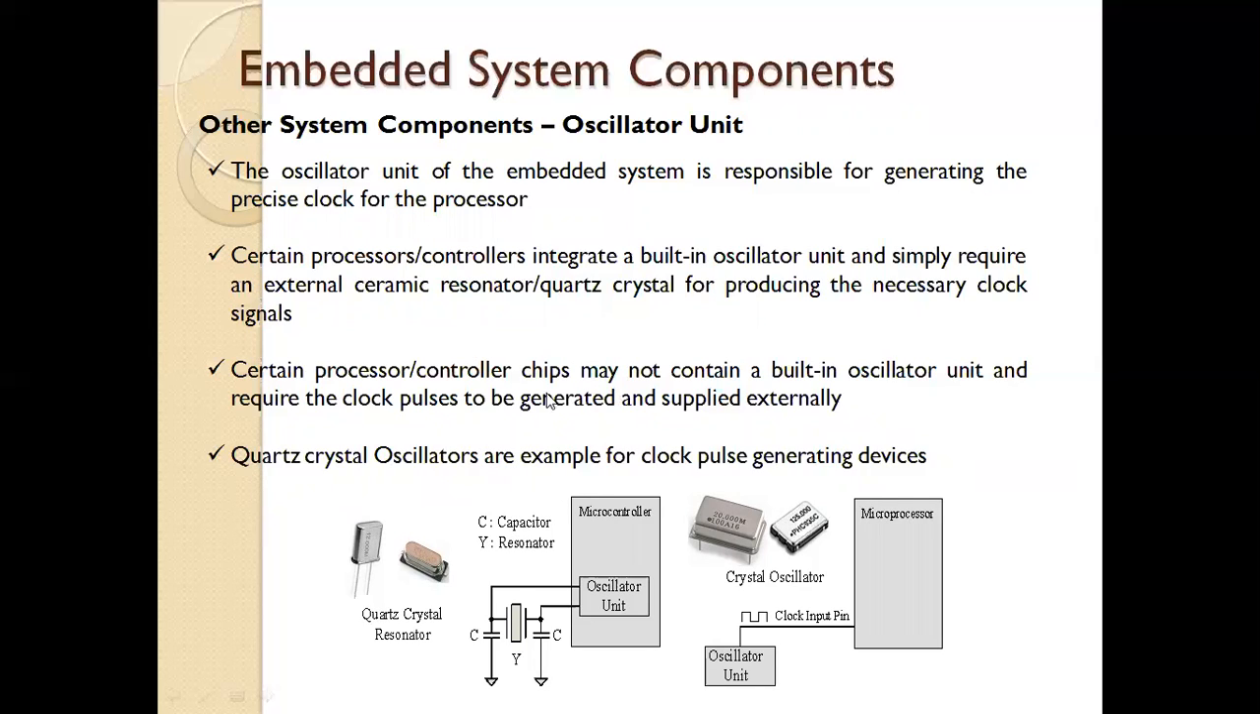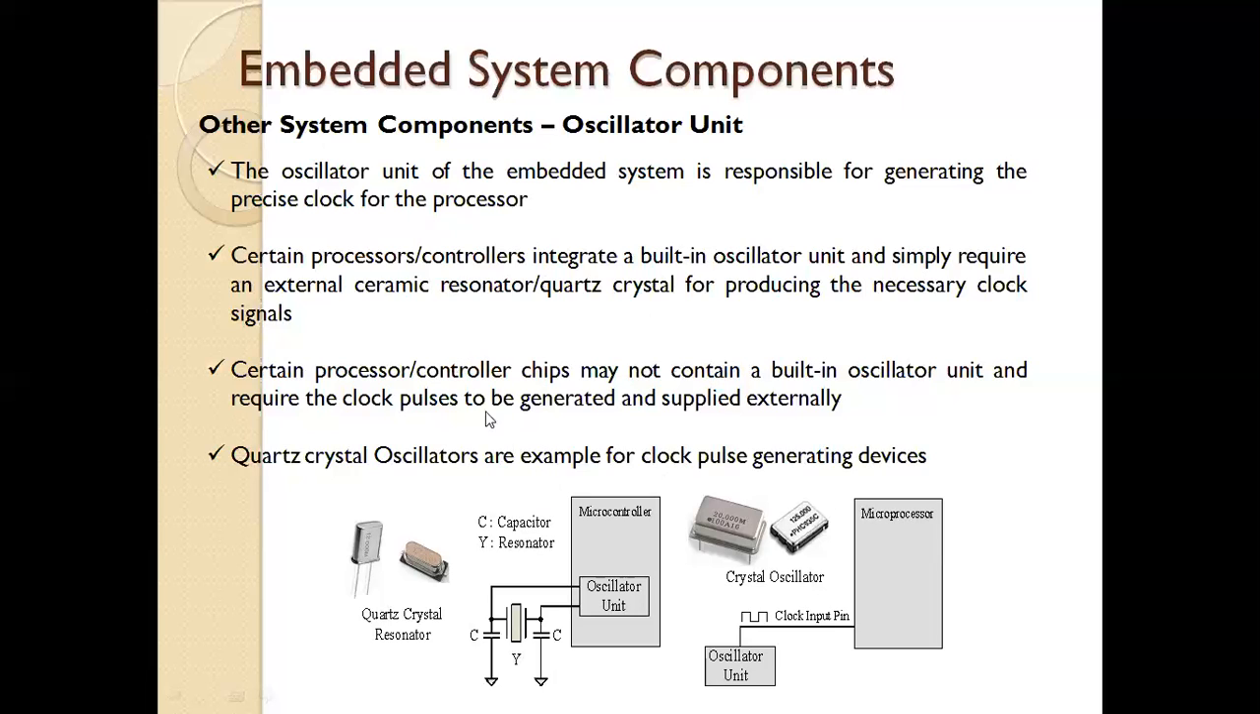A processor or a controller is a digital device made up of digital combinational and sequential circuits. Everybody knows that. The instruction execution of a processor or controller occurs in synchronism with the clock signal. So how are the clocks generated? Every embedded system, processor or controller requires an oscillator unit. It is required to generate clock pulses. All the instructions are executed in the processor or controller in synchronization with the clock signal. These clocks are generated using the oscillator unit.